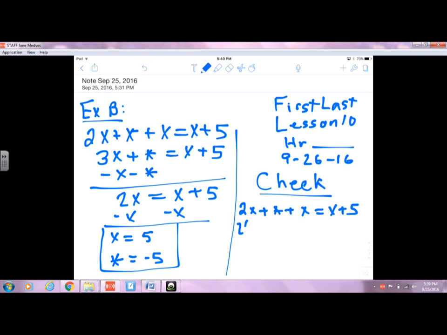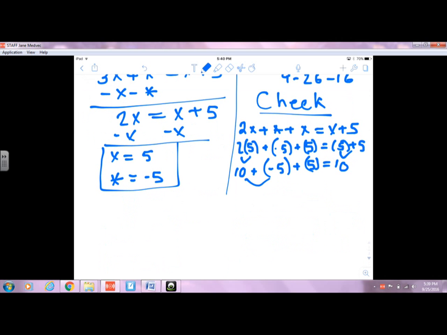So I'm going to go 2 times 5 plus -5 plus 5 equals 5 plus 5. And now we do our order of operations. So I'm going to multiply: 2 times 5 is 10, plus -5, plus 5 equals, and I can bring these two together, which of course is 10. Okay, I'm going to keep going. 10 and -5 are 5, plus 5 equals 10, and I get 10 equals 10, and it's a check.